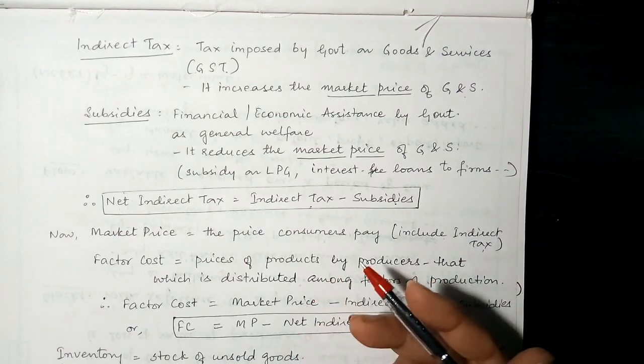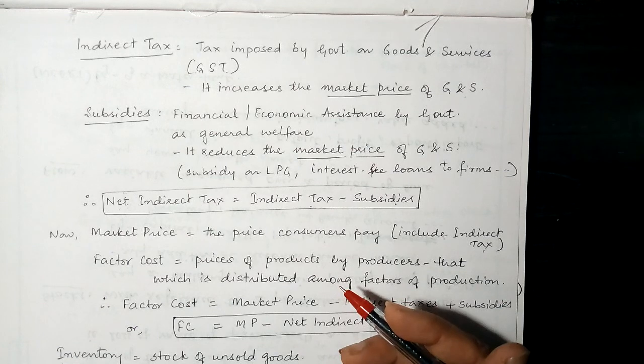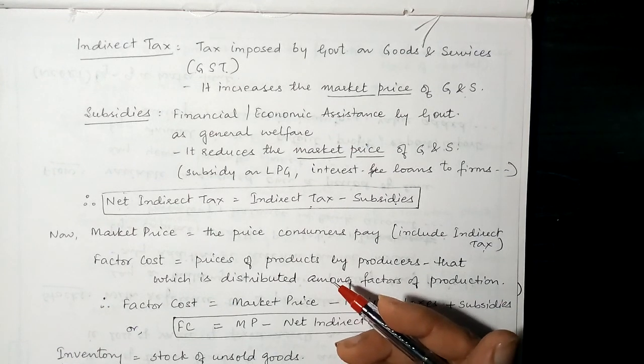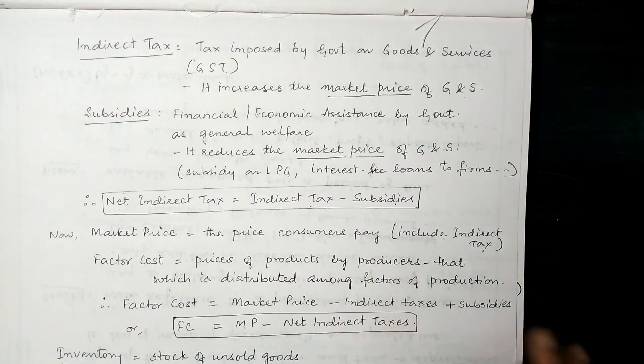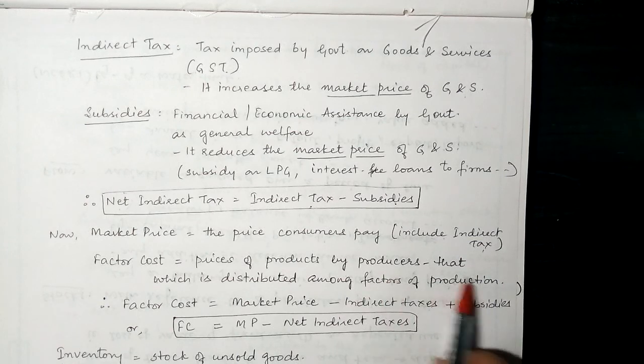On land we receive a rent. For labor there is wages and salaries, isn't it? For capital there is interest, and for entrepreneurs there is profit. So, these are the factor costs. These factor costs are distributed among the factors of production.